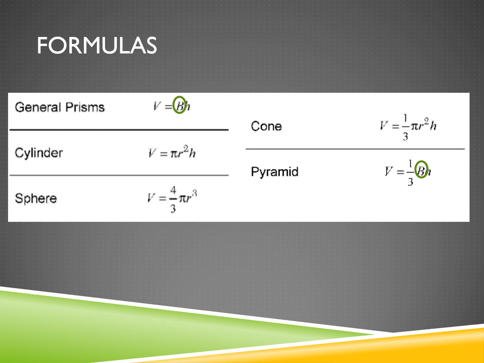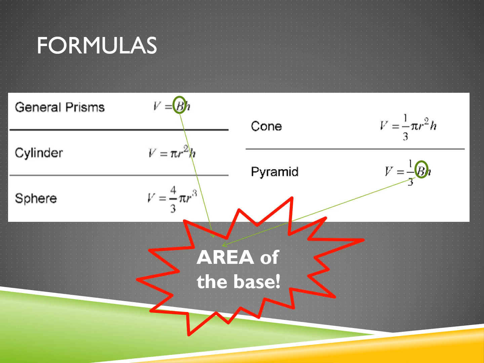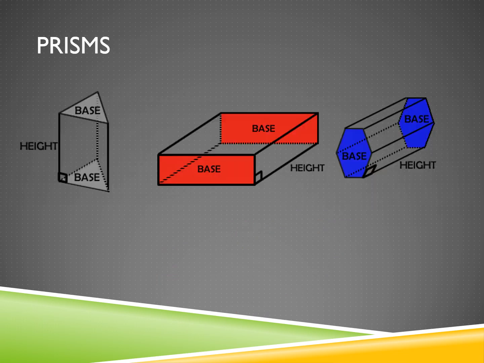So let's talk about capital B. Capital B means area of the base. I repeat, area of the base. What does it not mean? Base. It means area of the base. It's extremely important that you recognize that. Super duper important.